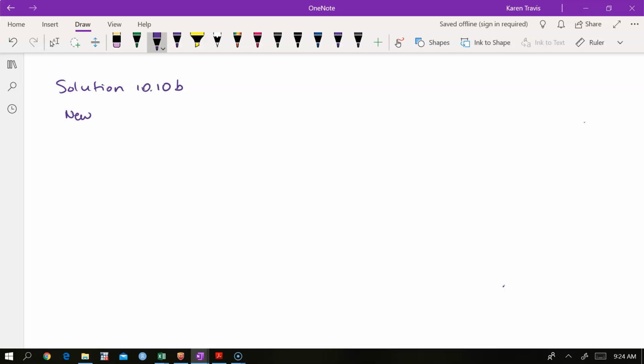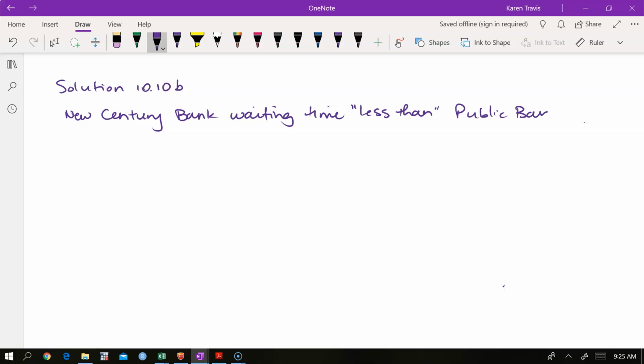So New Century Bank waiting time less than, I'm just going to call it Public Bank. So we need to assign which group are the ones and which group are the twos in order to think about what we're testing. We're testing if the claim of the management is true.